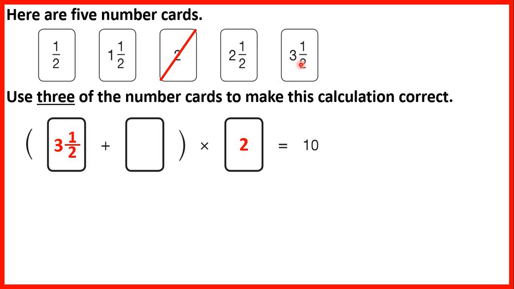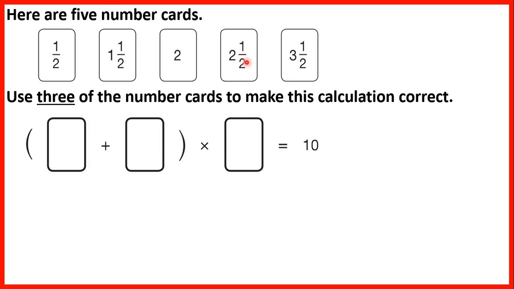So if we have 3.5, we can have 1.5 as our other card, and that will give us a total of 5 because 3 plus 1 is 4, a half plus a half makes 1 extra whole, so that's 5 altogether, and 5 times 2 is 10. But there is another possible solution for this question.